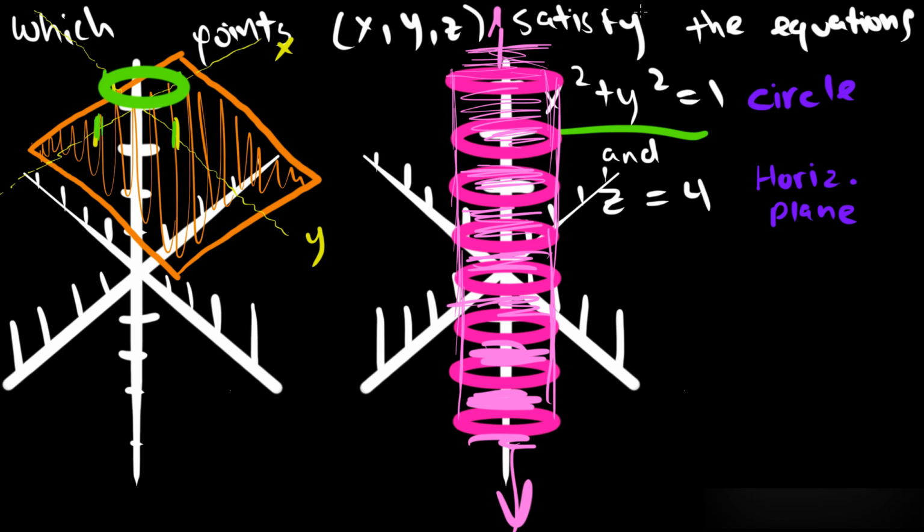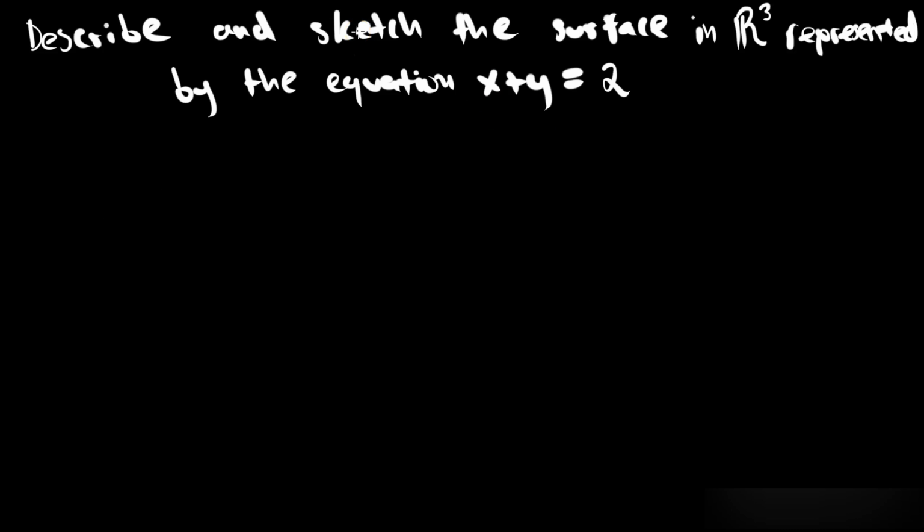And as you've learned in prior chapters, you know that representing x squared plus y squared equals 1 would be a cylinder, since the missing component, as you see, would be z, and that's actually the path that the cylinder would run along. So they're asking us to describe and sketch the surface in basically 3D, represented by the equation x plus y equals 2.